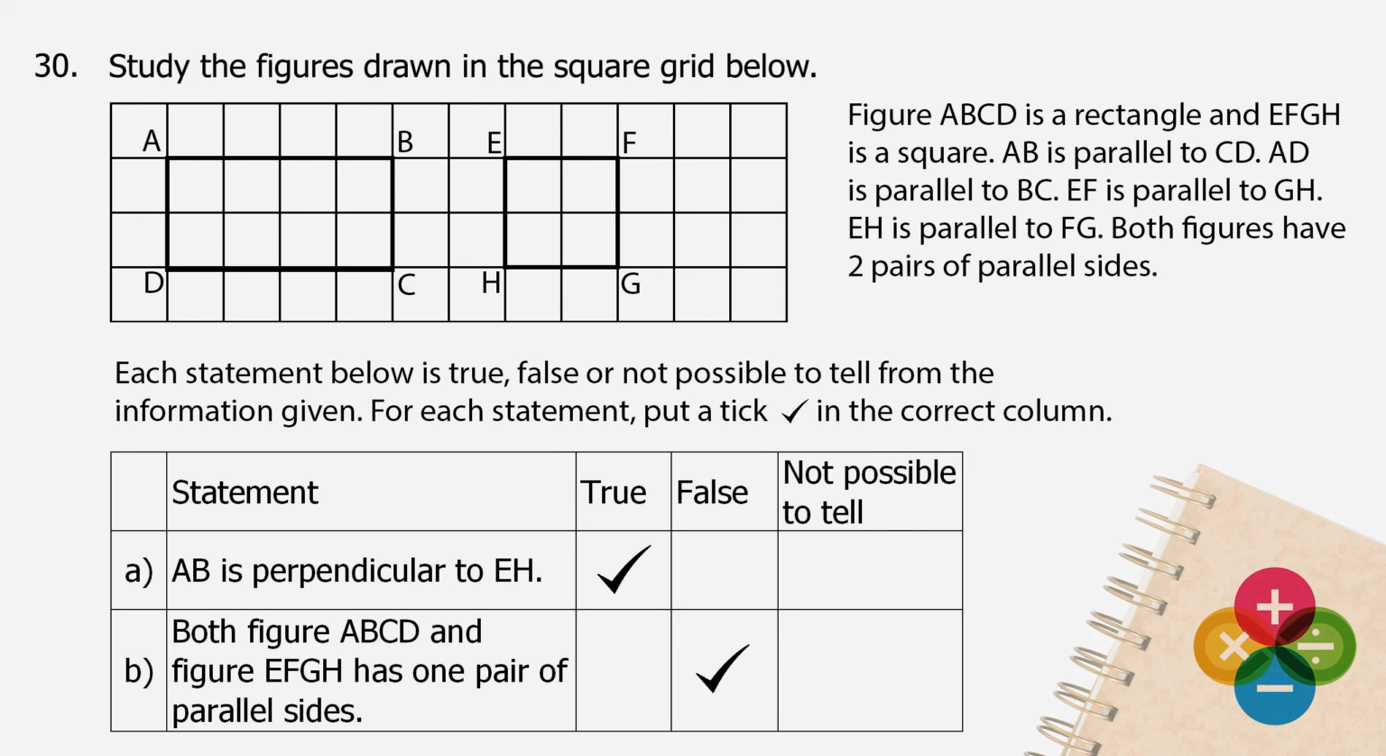Figure ABCD is a rectangle, and EFGH is a square. For rectangle ABCD, AB is parallel to CD, AD is parallel to BC. For square EFGH, EF is parallel to GH, EH is parallel to FG. Both figures have two pairs of parallel sides. The statement, both figure ABCD and figure EFGH have one pair of parallel sides, is false.